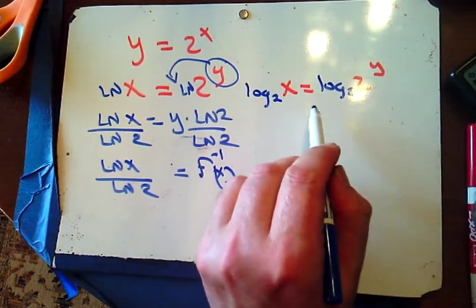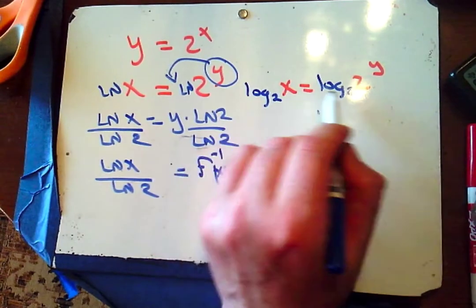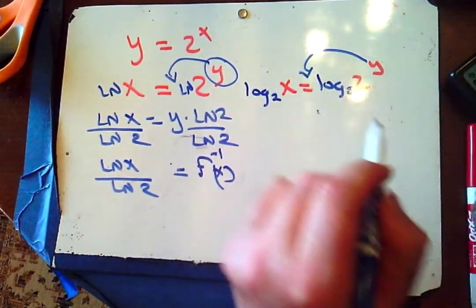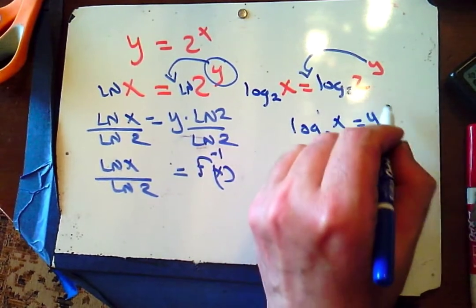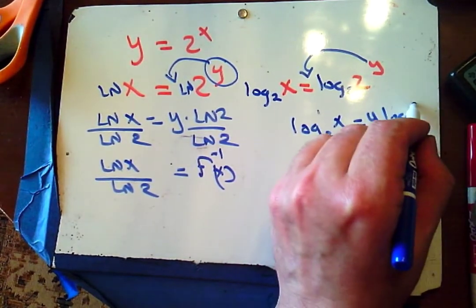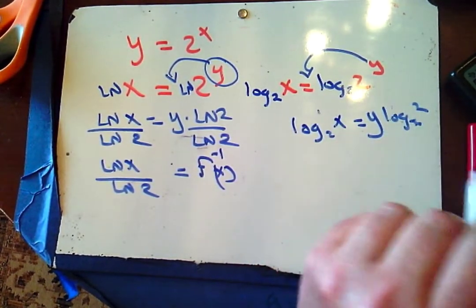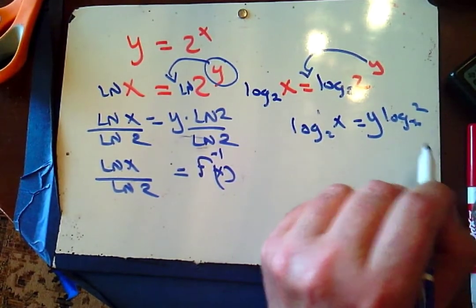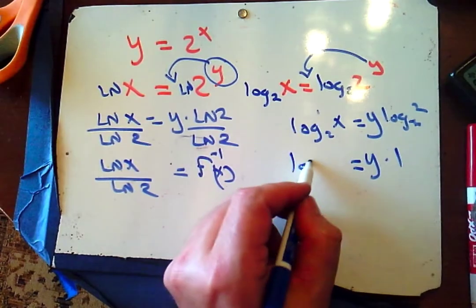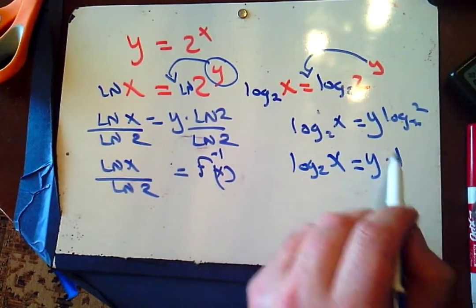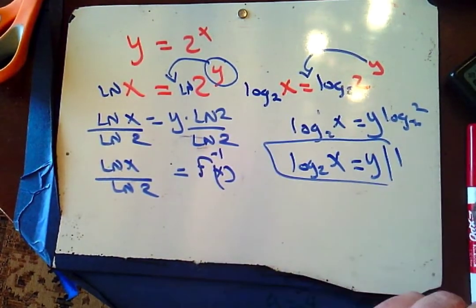Okay? What about here? Well, we take the log base 2 of both sides. I can bring this down. And so I have log base 2 of x equals y, log base 2 of 2. Hey, what is log base 2 of 2? What was log base b of b? If you remember, it's 1. And so this is also the inverse.